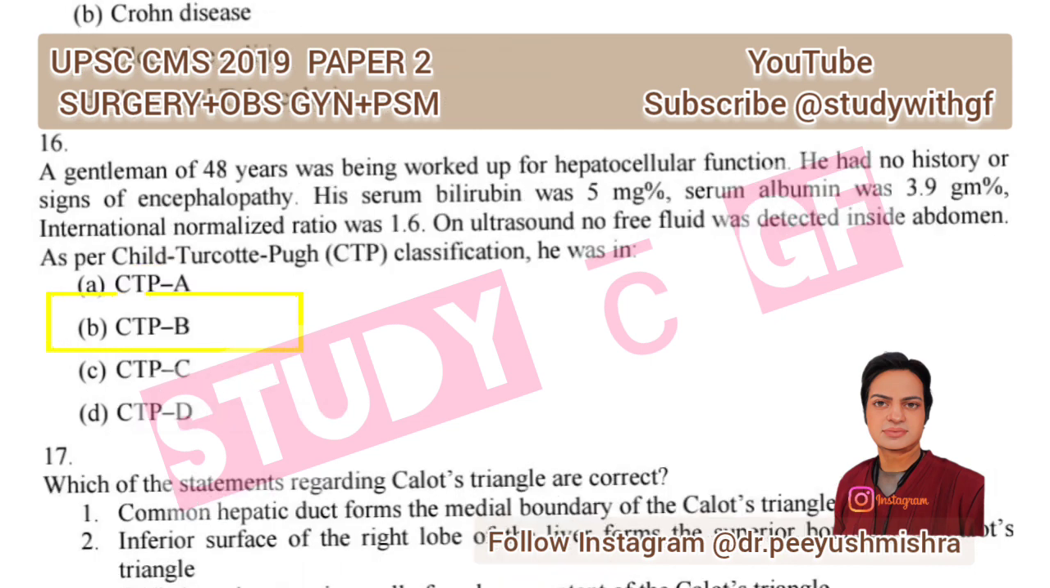A gentleman of 48 years was being worked up for hepatocellular function. He had no history or sign of encephalopathy. His serum bilirubin was 5 mg%. Serum albumin was 3.9 gram%. International normalized ratio was 1.6. On ultrasound, no free fluid was detected inside abdomen. As per Child-Turcotte-Pugh CTP classification, he was in CTP B.